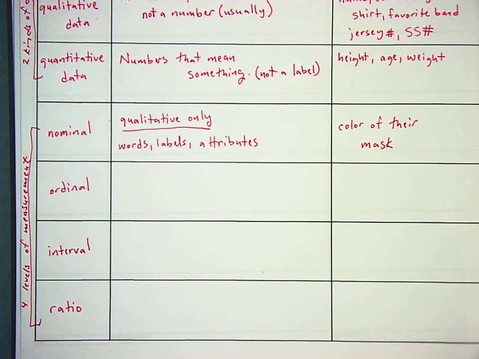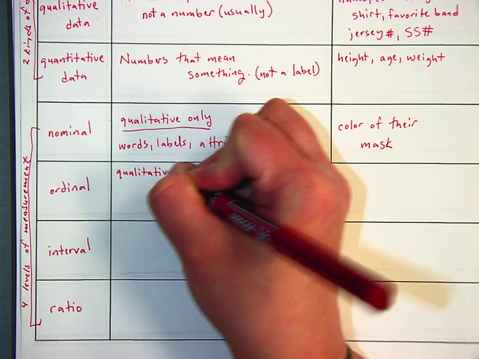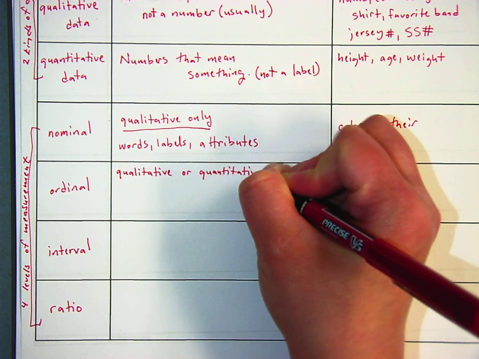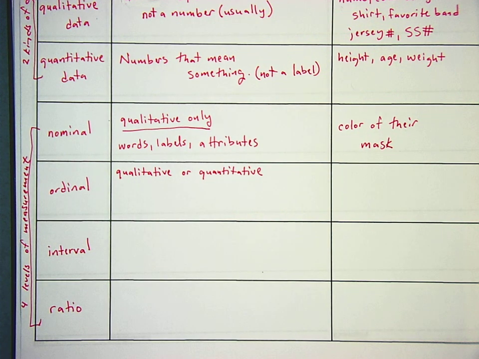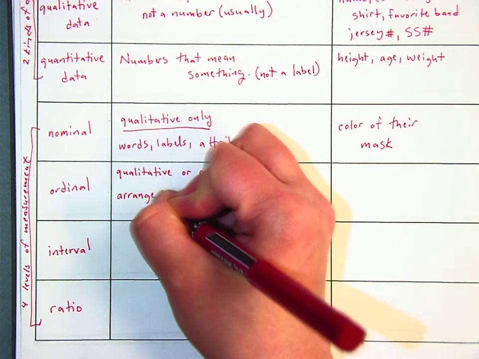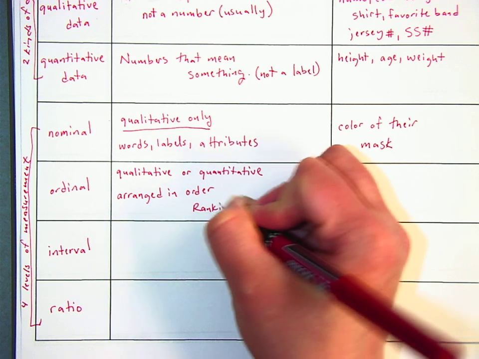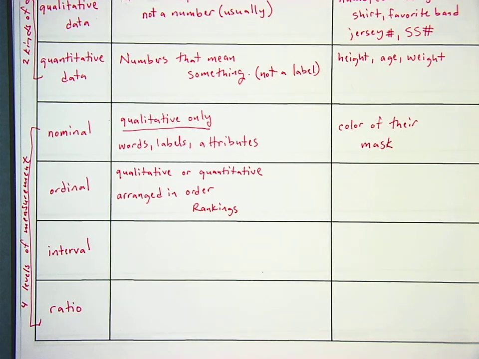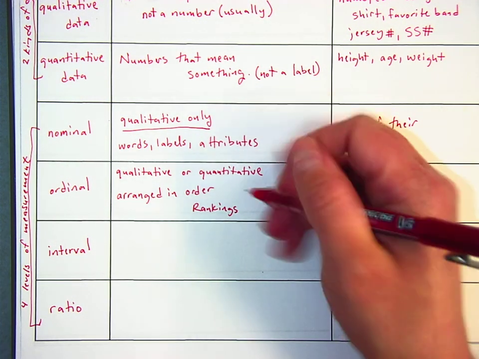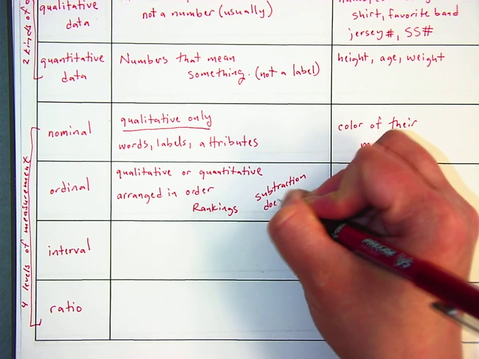Ordinal can be qualitative or quantitative. For that one, things can be arranged in order. So a lot of rankings are here. But an important thing to note is that the differences don't matter. So subtraction doesn't matter in this case. And I'll explain that in a second.